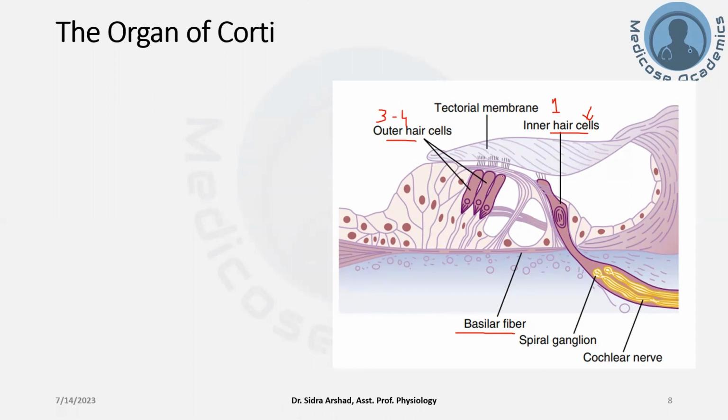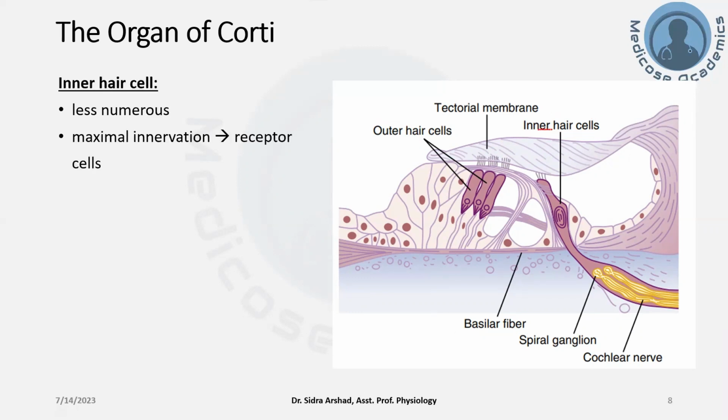These hair cells are special in that their surfaces have stereocilia. These stereocilia are found in close association with a membrane known as the tectorial membrane. These hair cells are also supported by other cells, such as supporting cells and rod cells. The inner hair cells are less numerous; however, they are maximally innervated and act as receptor cells.